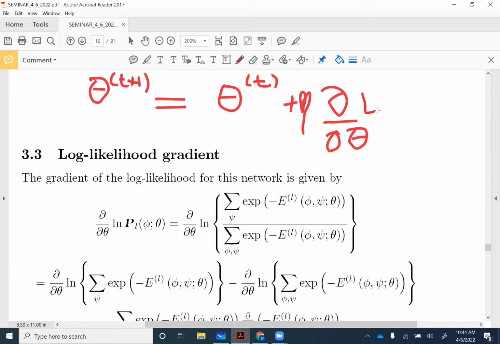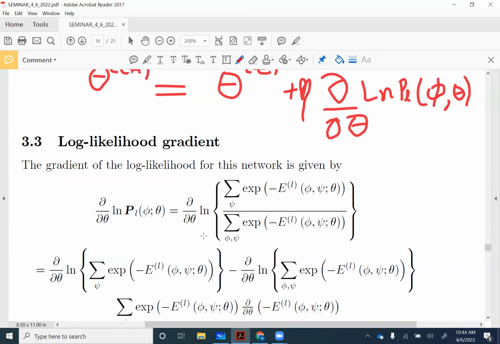of the log likelihood function, which is this function. Now for practical purposes, we need to compute this expression. This is just calculus. So let us compute. Let me give you some details.